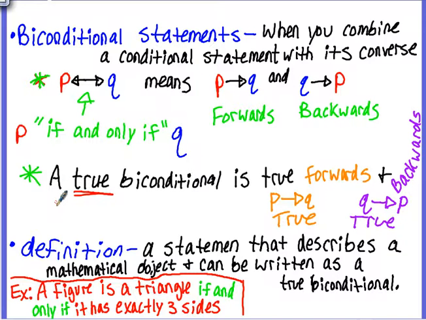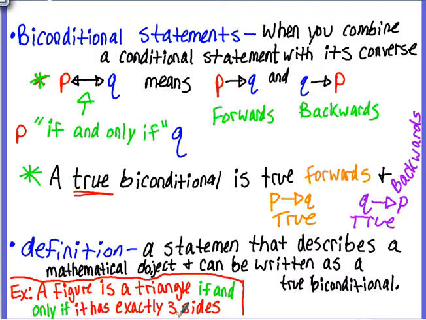And that's what I kind of already alluded to when I talked about these. If it's true forwards and backwards, such as this statement, meaning if it is a triangle, then it has three sides, well, that's true. Then we could say if it has exactly three sides, then it's a triangle. Well, that's also true. There's no counterexamples to those two statements. So the inverse and converse of this are both true. Because of that, it is a true biconditional statement.